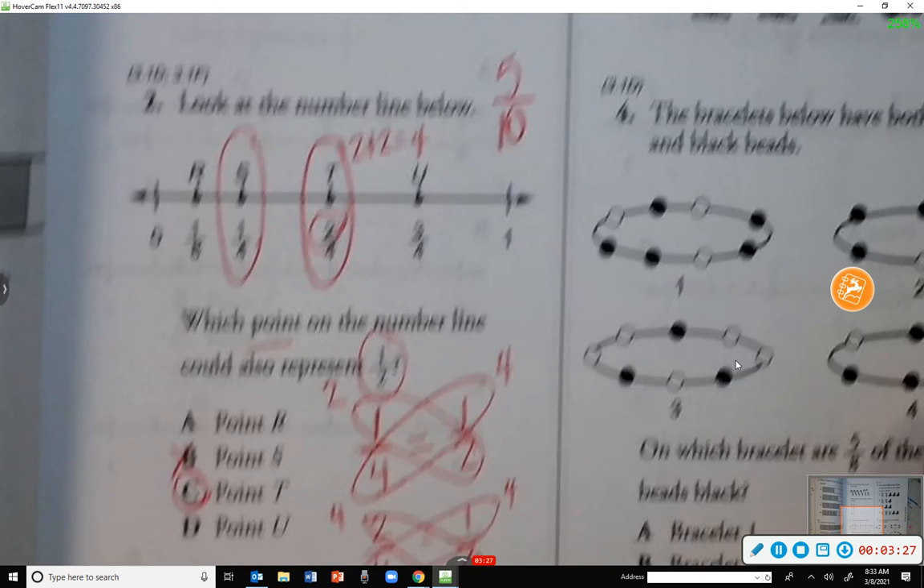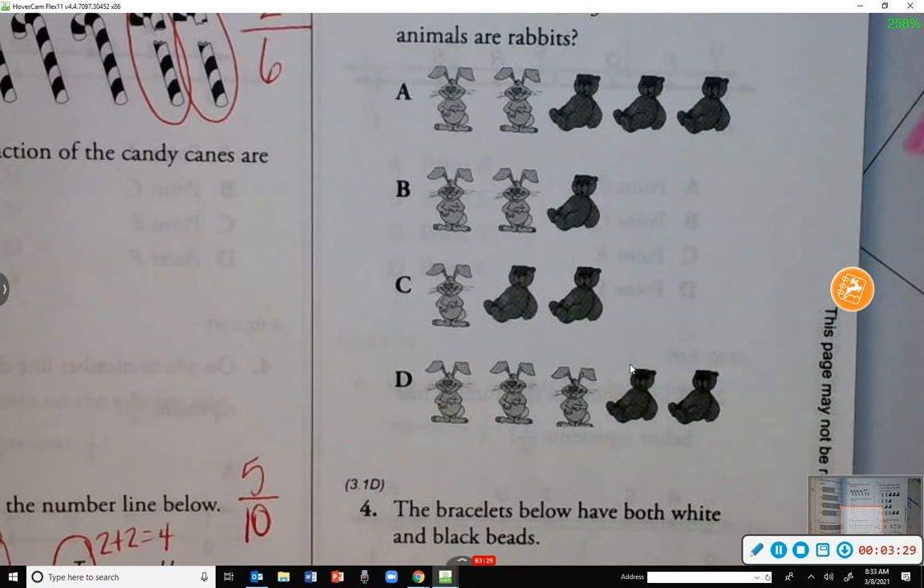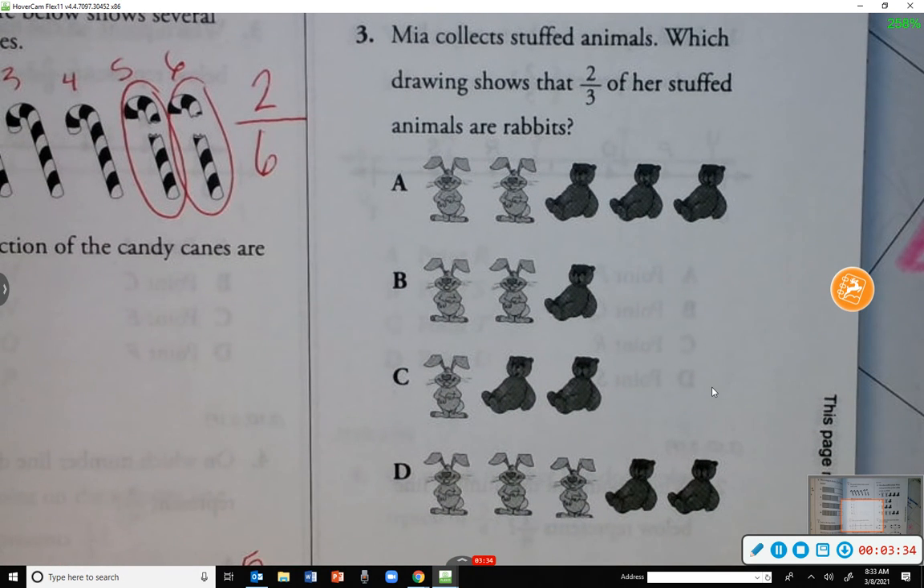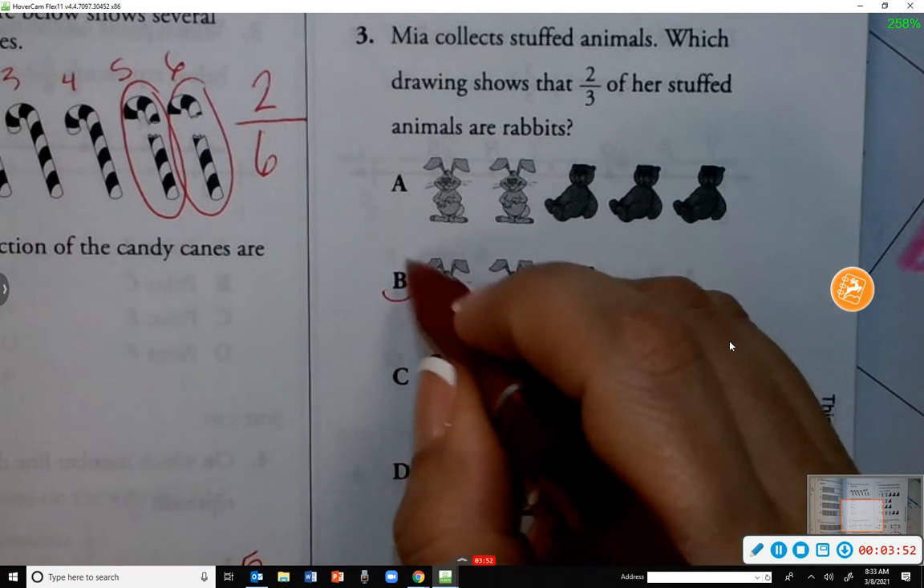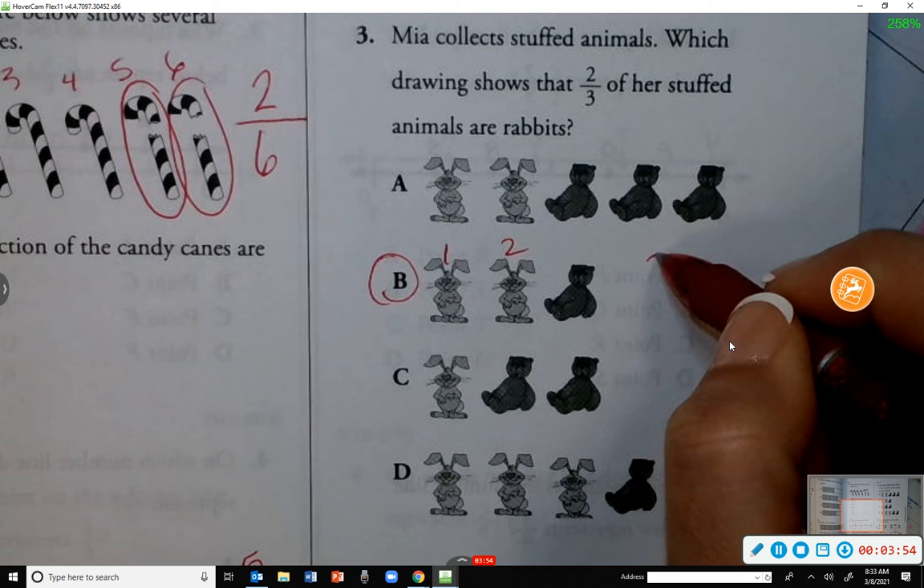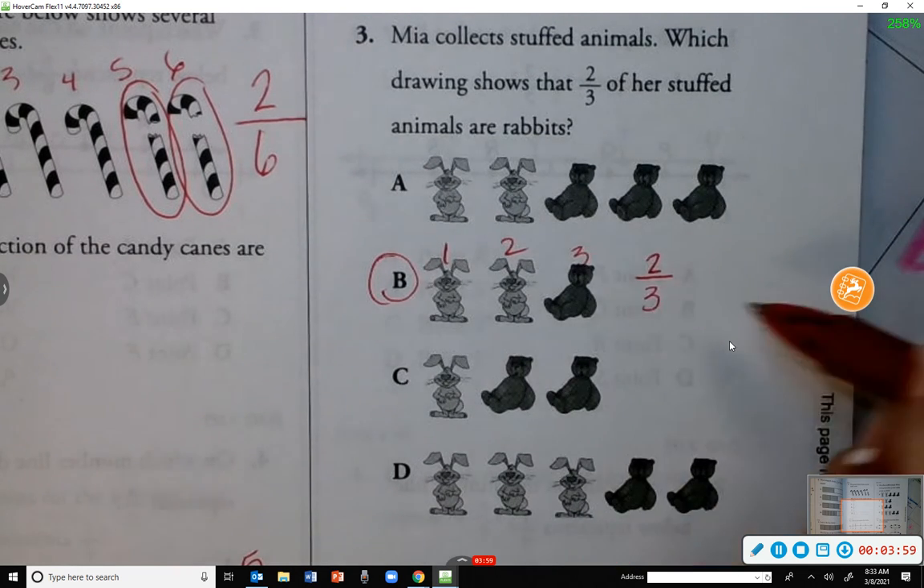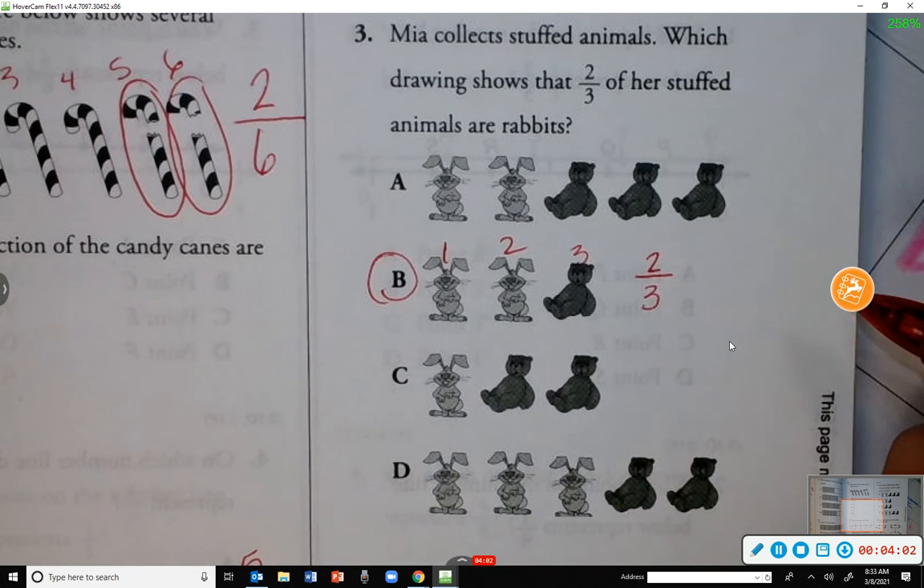Alright, number 3. Mia collects stuffed animals. Which drawing shows that 2/3 of her stuffed animals are rabbits? Okay, what do you think, Evangeline? Which one shows 2/3 of the stuffed animals as rabbits? B, good. So there's 2 rabbits, 1, 2, so that's your numerator. And 3 stuffed animals total. So B is correct.